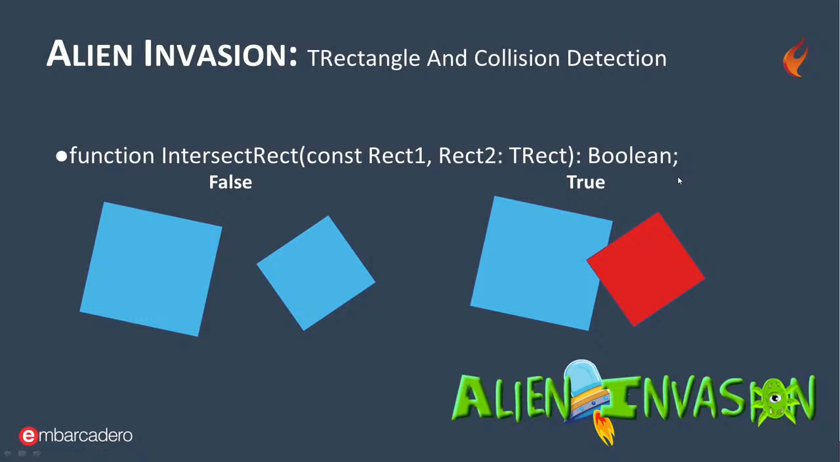Collision detection for the T-Rectangle objects is handled in the games using the intersect rect function. You pass the T-Rect of each T-Rectangle to the function, and it tells you if they intersected or not. Box2D is a third-party physics library that is also available with Delphi, but for simple collision detection like is in these games, intersect rect works well.